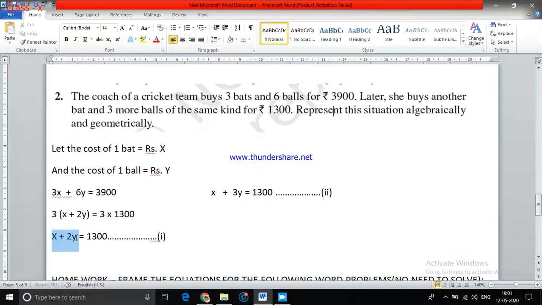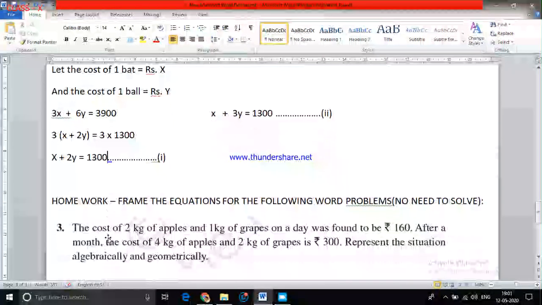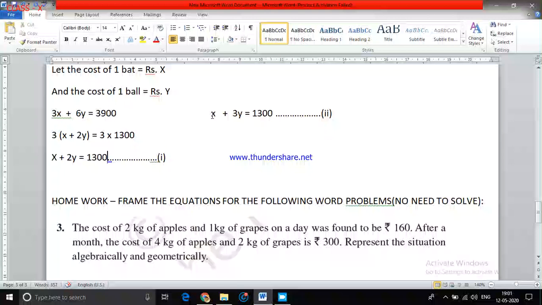1 bat plus 2 balls gives 1300. 1 bat plus 3 balls will be 1300. Your RHS is 1300 and 1300. If you observe equations 1 and 2, here RHS is 1300, and here also RHS is 1300. But the number of balls they buy differs: here 1 ball, here also 1 ball, but here it is for 1 bat, 1 bat. Here it is 3 bats and here it is 2 bats. When they are buying from the same company, the same quantity at the same cost, how is it possible?